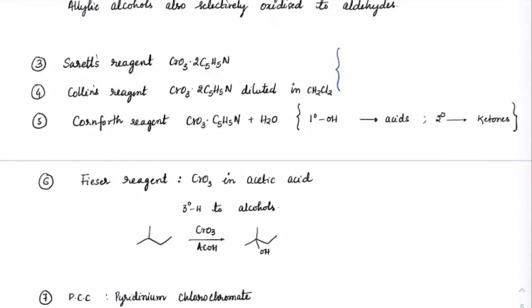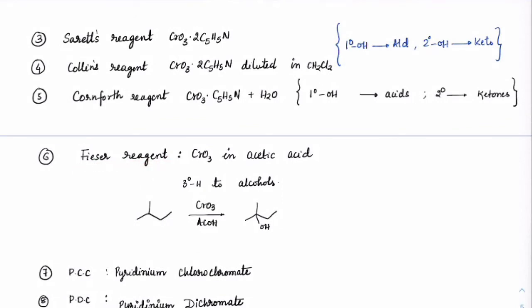Anhydrous cases as in 1 degree alcohol will end up at aldehydes and 2 degree alcohol will end up at ketones. These two are anhydrous cases. Jones reagent, in case you suddenly take water, that 1 degree will become acids, 2 degree nothing will happen, it will stay at ketones only.